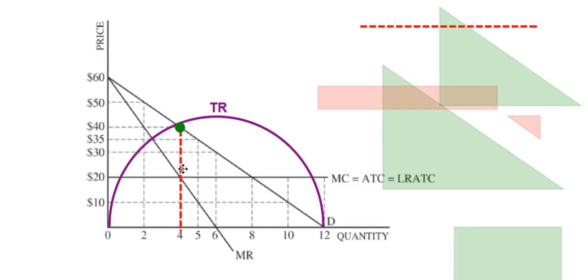Now, what point is going to be allocatively efficient? That's going to be where marginal cost equals price right here. And that's where you're going to experience zero deadweight loss. Okay.